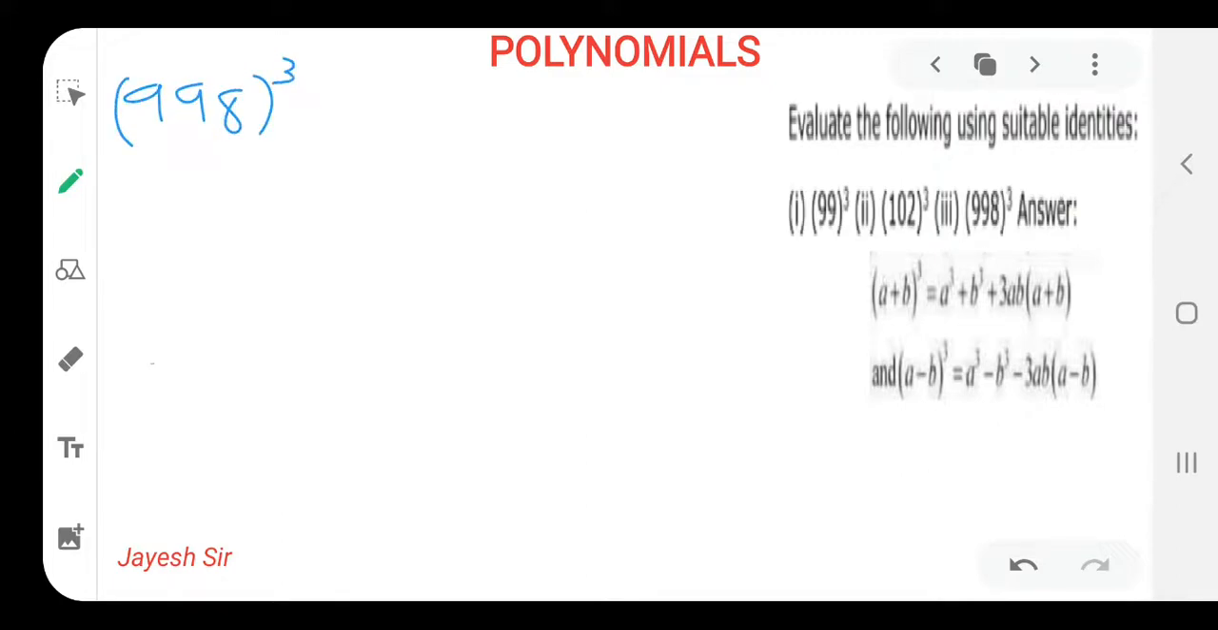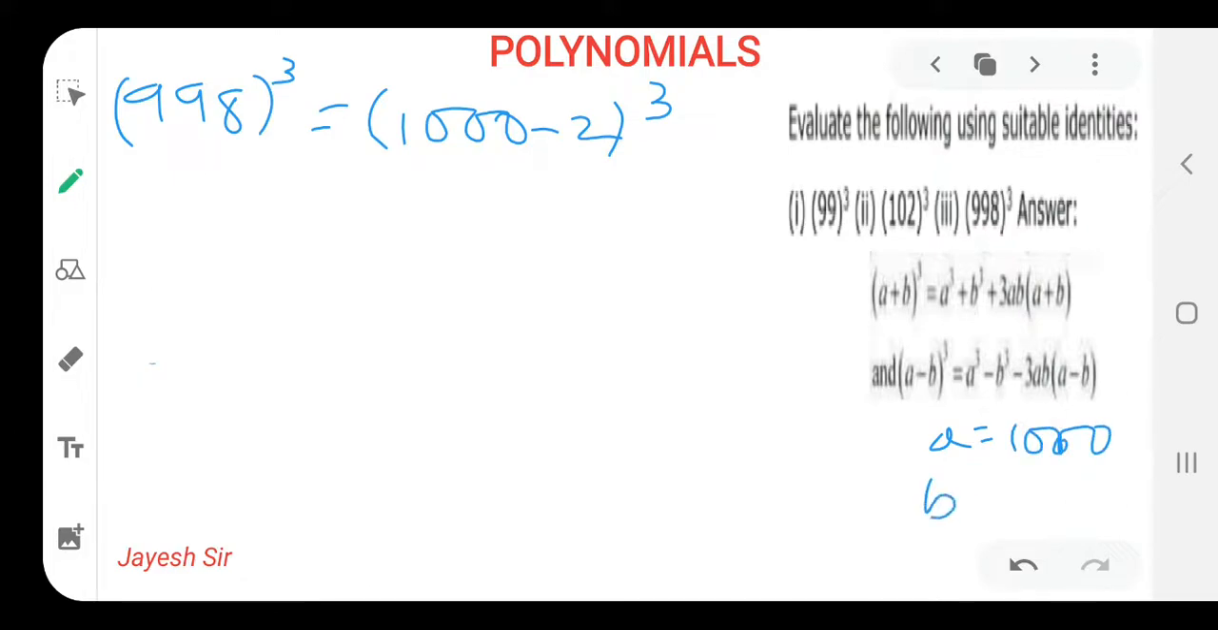998 cube we want. 998 we can write as (1000 minus 2) the whole cube. Yes friends, after comparing it with the given equation, that is this one equation we will use. So the value of a we will get as 1000 and the value of b we will get as 2. I hope you all might be getting it, friends.